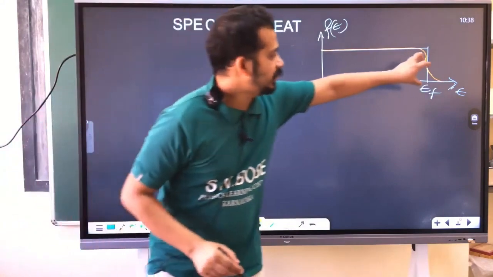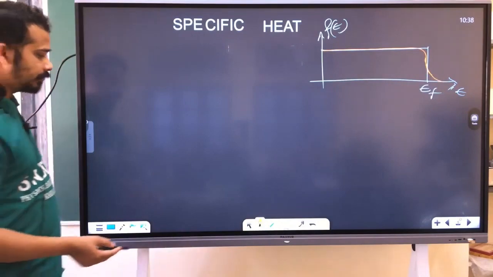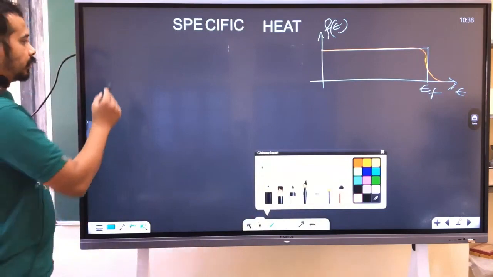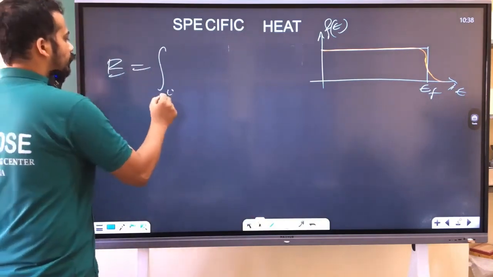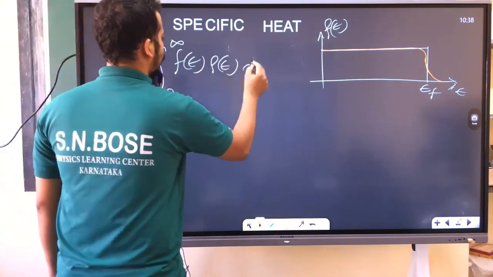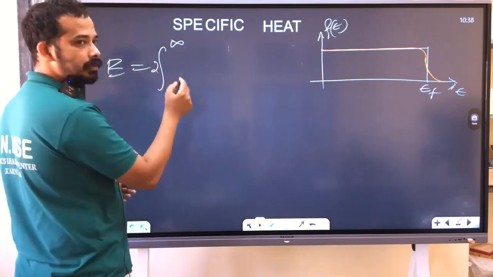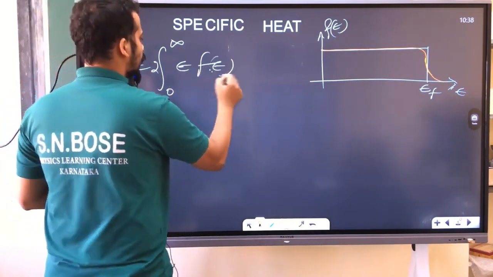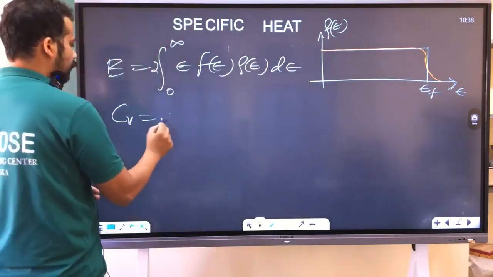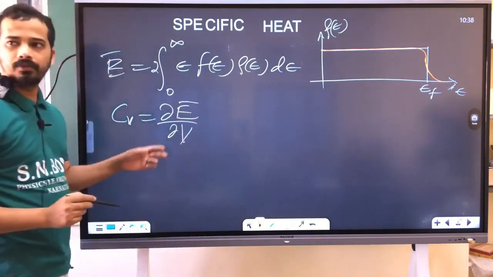Only this fraction of the electrons will contribute to your electron specific heat, isn't it? And that we found. The actual value, we have to integrate this energy expression from 0 to infinity, 2 times E F of E rho of E dE, factor 2 for electron. Then specific heat at constant volume is equal to ∂Ē/∂T at constant V.